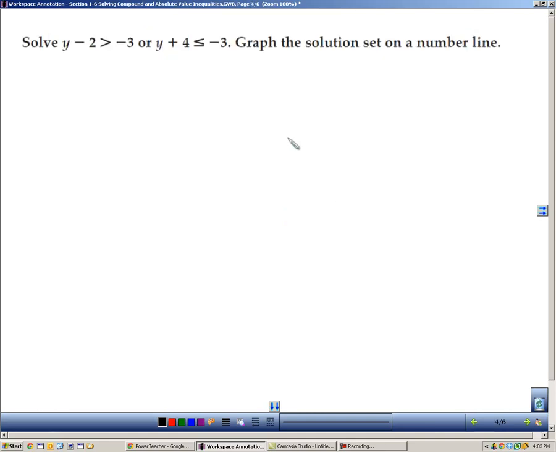So here's an example of an "or", and notice you can't write this by using a single set of inequalities like the "and". You have to use the word "or". So I'm going to rewrite it.